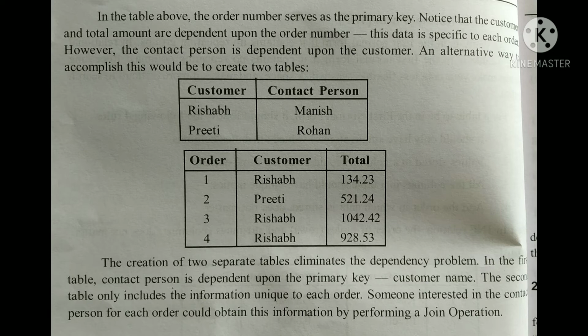A table is said to be in the third normal form when it is in the second normal form and it does not have transitive dependency.